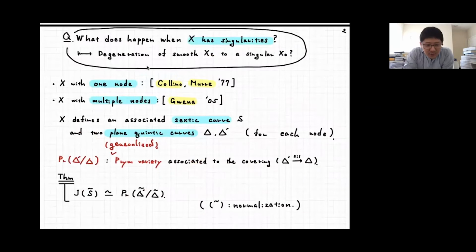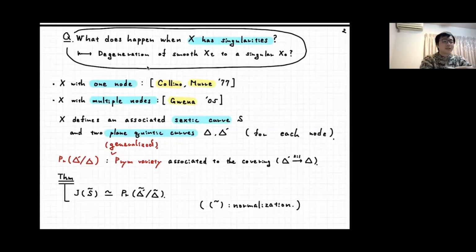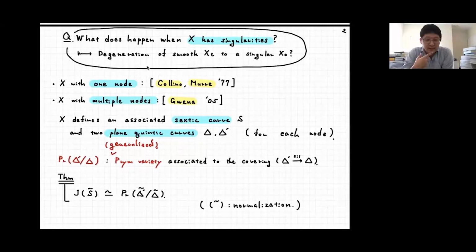Excuse me. Could you explain how X gives this sextic curve S? Yes. Of course, I would like to introduce that in my talk later. Since this is just an introduction, I want to just say there are some curves. S is given by considering the intersection with the tangent cone. Yes, I will explain. Then you will also explain these plane quintic curves? Yes, exactly, in the next section.